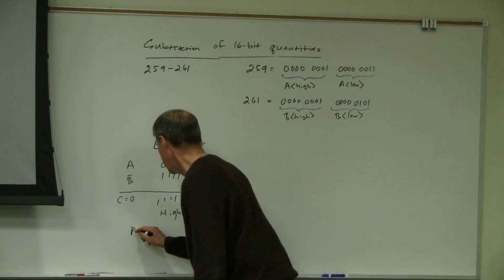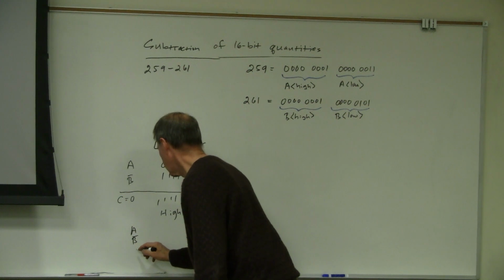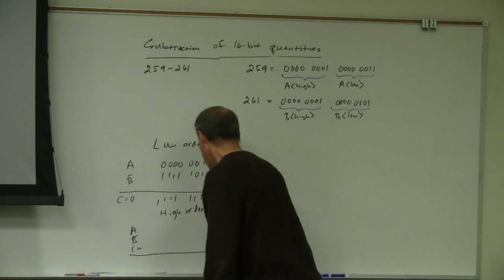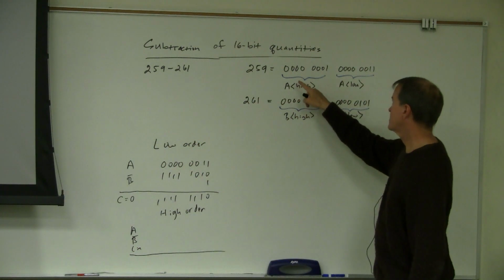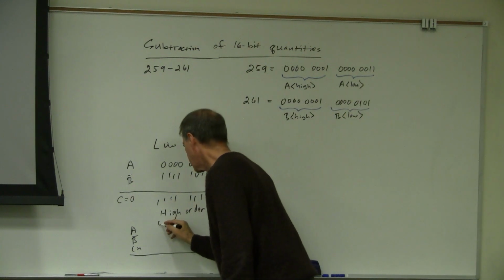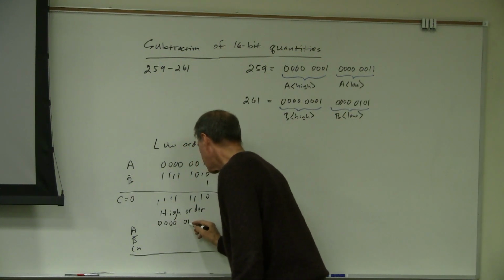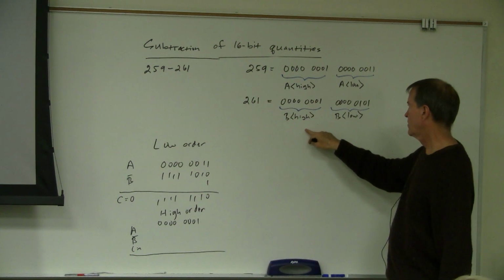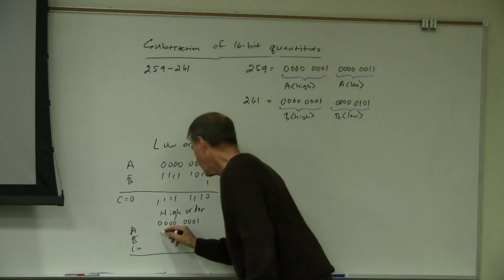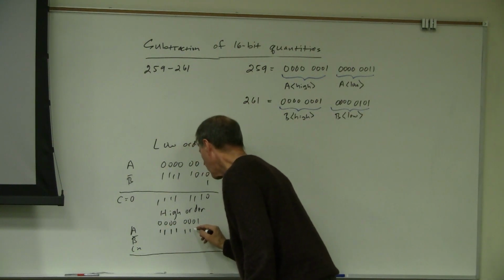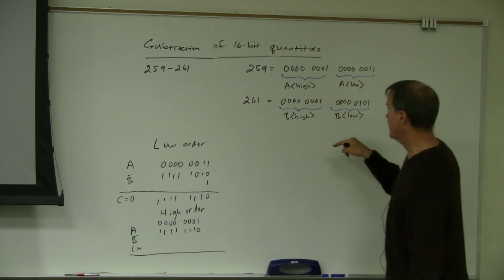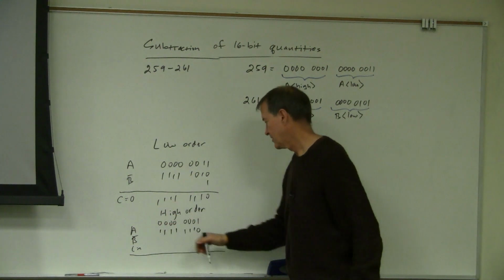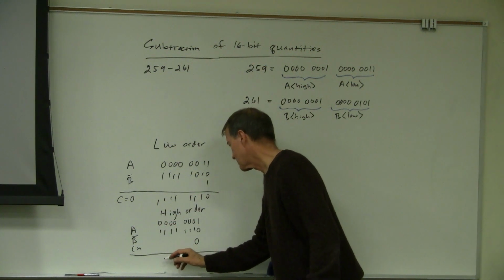So here's A, and here's B bar, and here's our Cn. So now what's our A? 0, 0, 0, 0, 0, 0, 0, 1, is that right? And then B bar is what? 1, 1, 1, 1, 1, 1, 1, 0. And our Cn was what? It's this 0 which we saved from the previous one. So that's a 0.